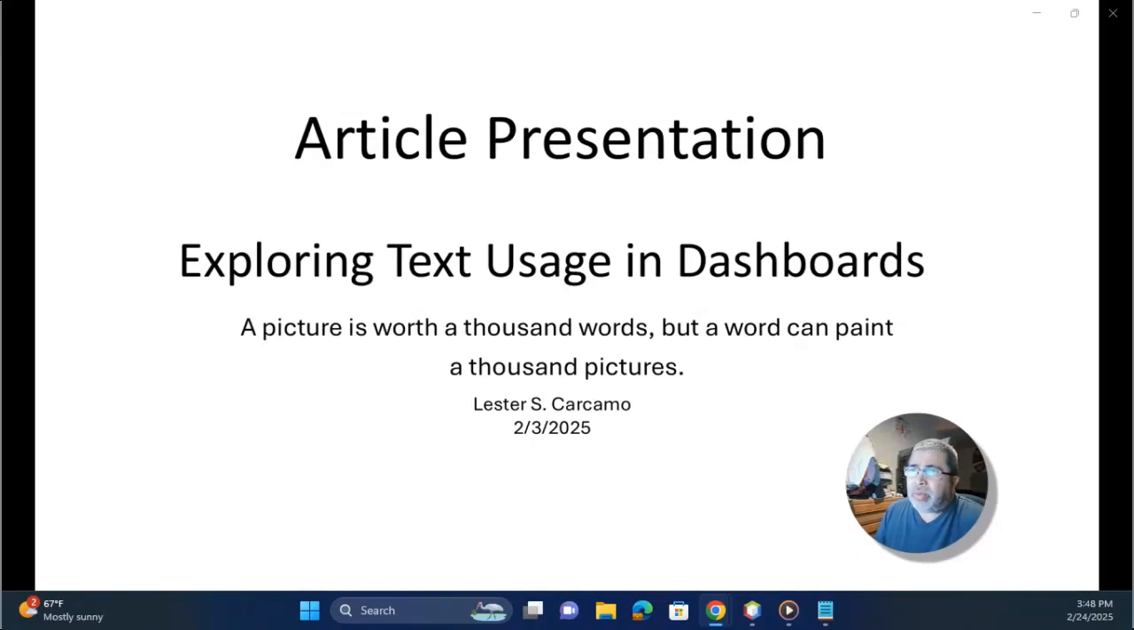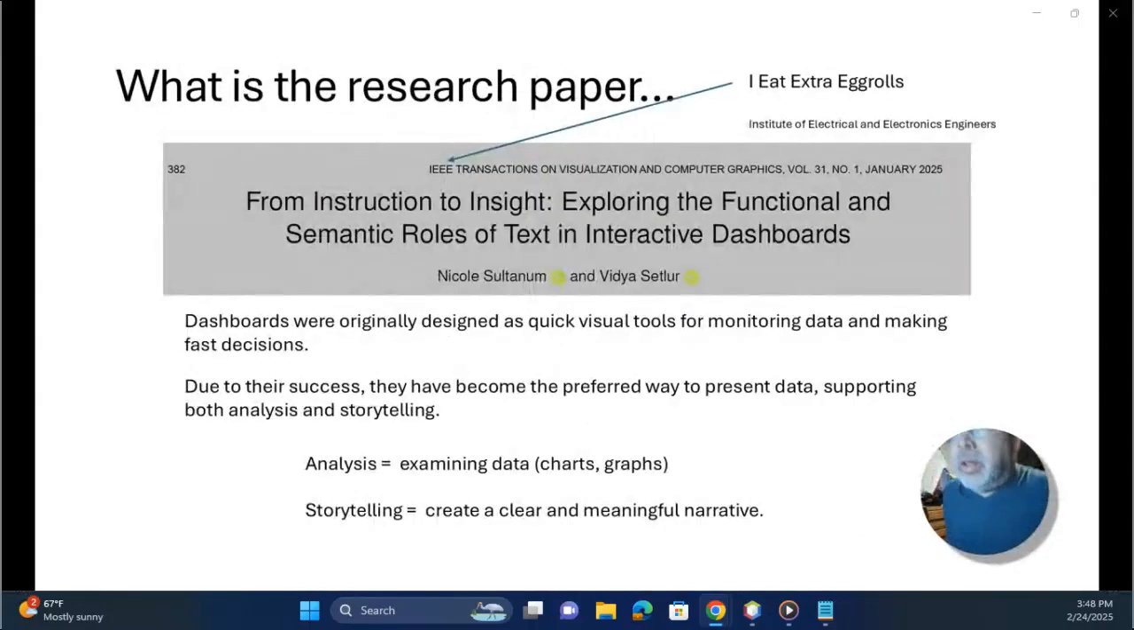The central topic of the article is that they explore text usage in dashboards. I'd like to leave you with a thought: a picture is worth 1,000 words, but a word can paint 1,000 pictures. So let's talk about what the research paper is.